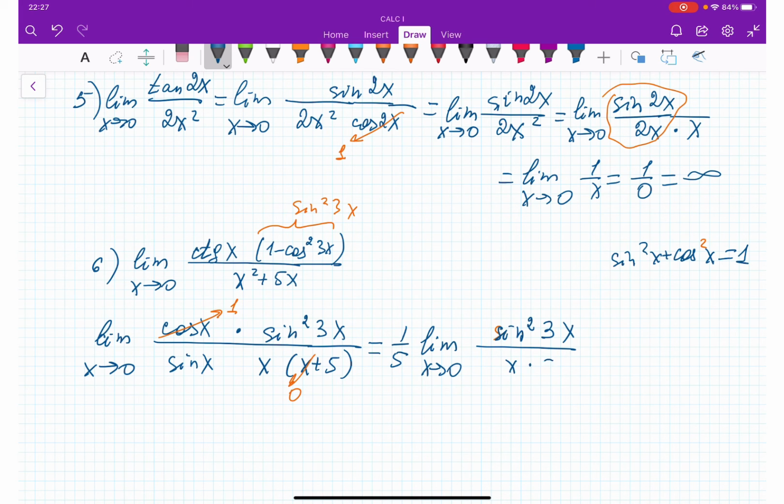x times sine x. Okay, now you could ask why I didn't plug in 0 here also. I did not, because if I plug in 0, this is multiplication, so the whole denominator would become 0. That's why. But this x, when it approaches 0, doesn't affect the entire denominator because it's tied up with addition. So we are good at this point.